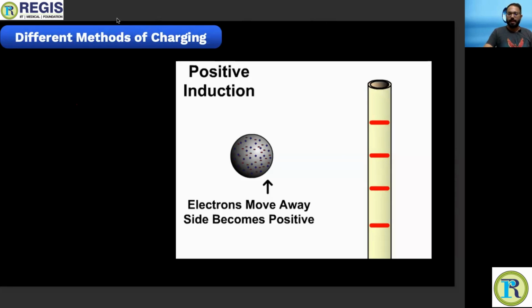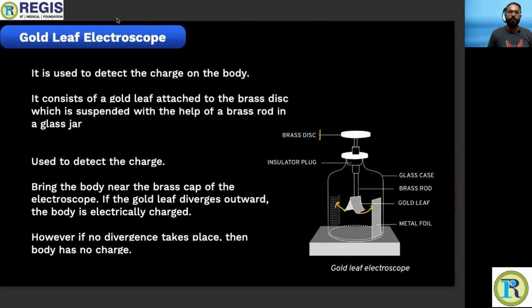Now the next topic is the gold leaf electroscope. What is the meaning of gold leaf electroscope, and what is its significance? It's an instrument used to check whether any object is charged or in a neutral condition. In a gold leaf electroscope there are two gold leaves. You can see here, these are the gold leaves.